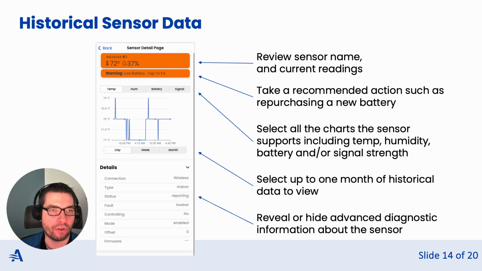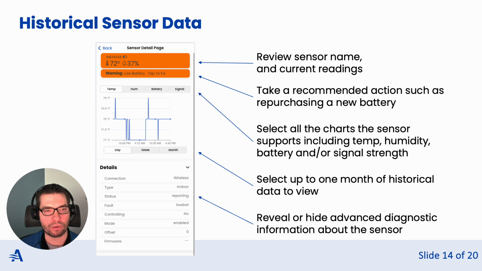Here's our sensor details page. As you can see, you can review the sensor name and its current readings, humidity and temperature, and also battery level, since this is a wireless sensor. You'll see that it has a low battery warning, so you can tap to fix that and do any recommended action that is required.